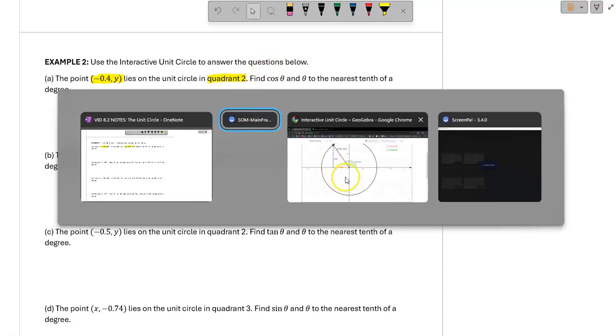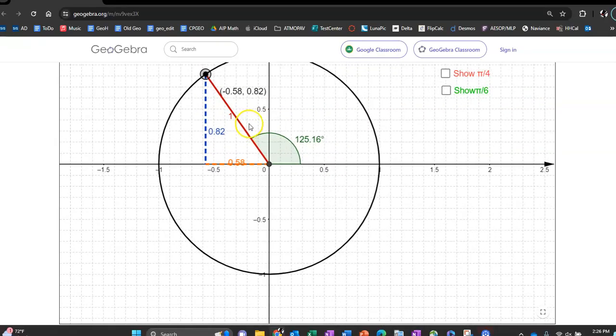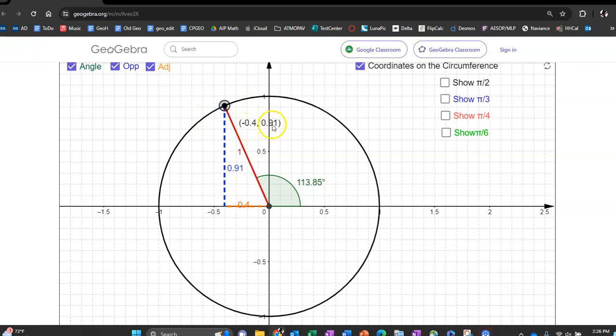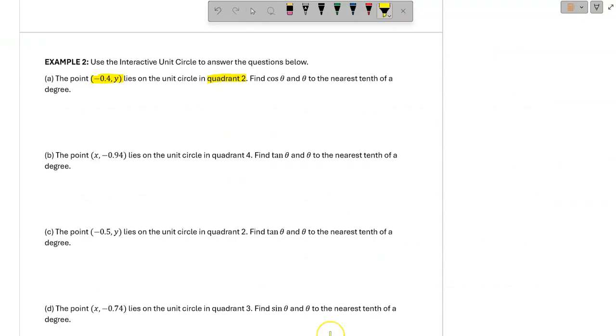Let's go back to our interactive unit circle. We know that we need the x coordinate to be negative 0.4, and we know it needs to be in quadrant 2. So let's back this up to negative 0.4, and there it is, negative 0.4. Notice that the y value is 0.91, and our angle is 113.85. So let's write those down. 0.91 is my y value, and my theta value here is going to be 113.85.